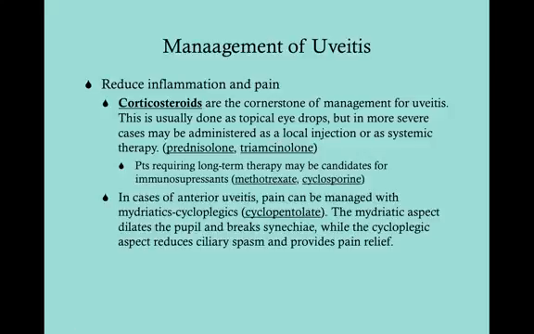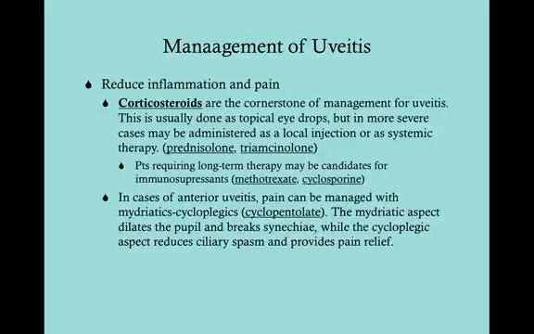But if it's anything else, if it's intermediate or posterior or panuveitis, you're going to need to do a local injection or systemic therapy, and that can be triamcinolone or prednisolone. And then, as mentioned, patients requiring long-term therapy can be candidates for immunosuppressants like methotrexate and cyclosporine. There's other drugs that can be given that you see elsewhere, like azathioprine, chlorambucil, cyclophosphamide, tacrolimus. These are a little less common, but those are also agents that can be used.